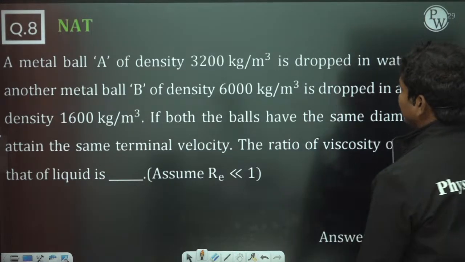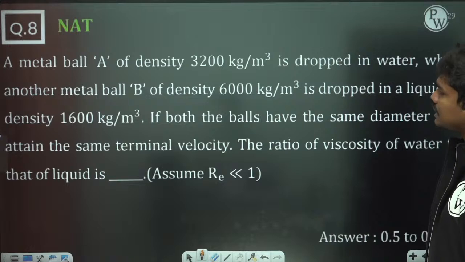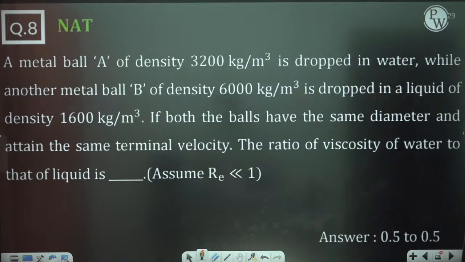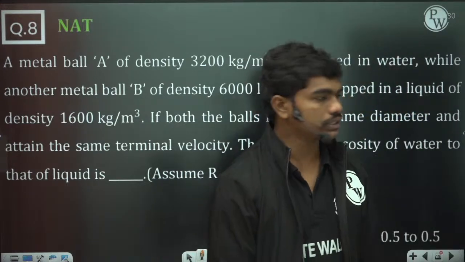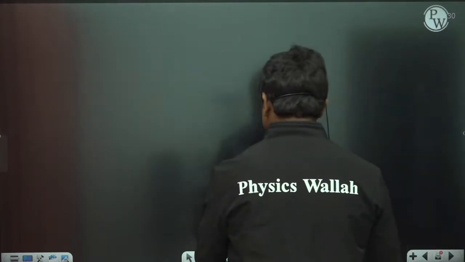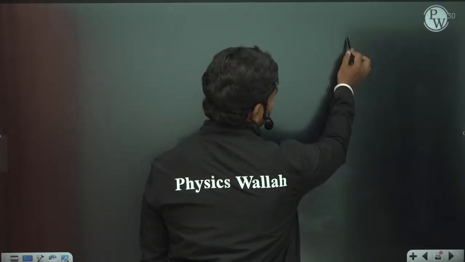So see, a metal ball capital A of density 3200 kg per meter cube is dropped in water, while another metal ball B of density 6000 kg per meter cube is dropped in a liquid of density 1600 kg per meter cube. If both the balls have same diameter and attain the same terminal velocity, the ratio of viscosity of water to that of viscosity of oil is dash. So obviously if a ball is actually moving in a fluid, then the terminal velocity is obtained by this relation.